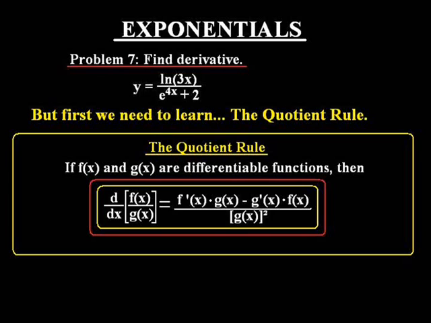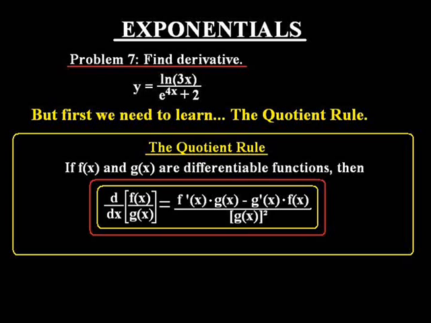If f of x and g of x are differentiable functions, then the derivative with respect to x of f of x divided by g of x is equal to the derivative of the function f of x multiplied by g of x as it is, minus the derivative of g of x multiplied by f of x as it is, all divided by the square of g of x.